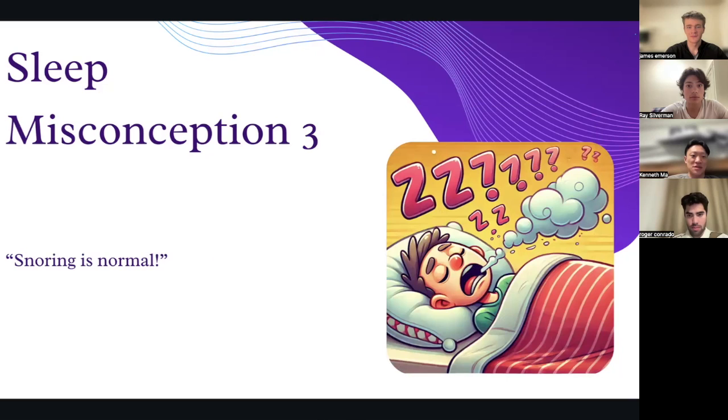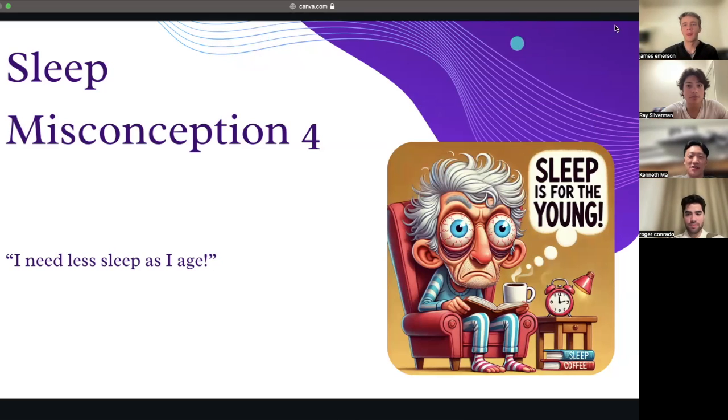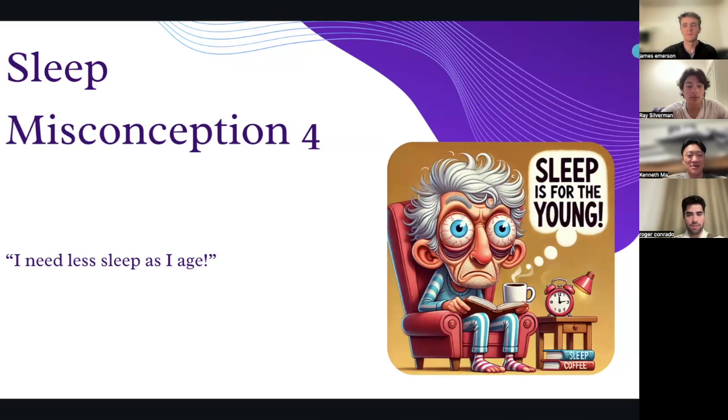Third sleep misconception is snoring is normal. Snoring is actually very preventable. Things like sleep apnea or improper mouth position while sleeping can lead to snoring. However, all these things can be treated, whether it's through a sleep apnea machine or simply something like closing your mouth. If you're snoring, you might want to consult a doctor because you'll get better sleep when you're not snoring.